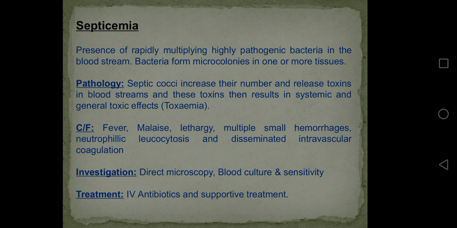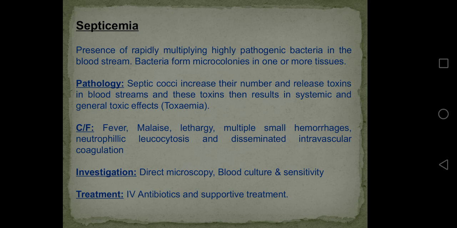Okay, what is neutrophilic leukocytosis? You know, there will be an increased number of white blood cells, and which type of white blood cells will be increased? Neutrophils are the specific white blood cells which increase in number when there is an acute infection in the body.